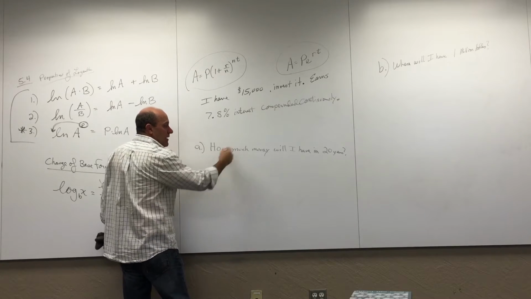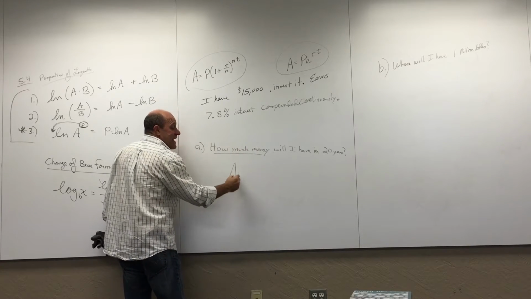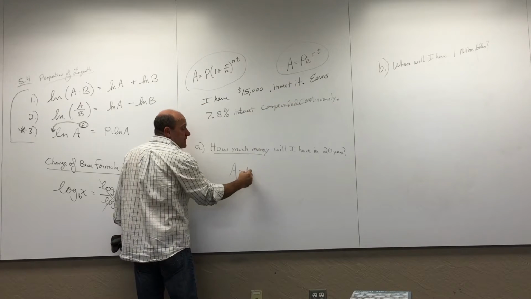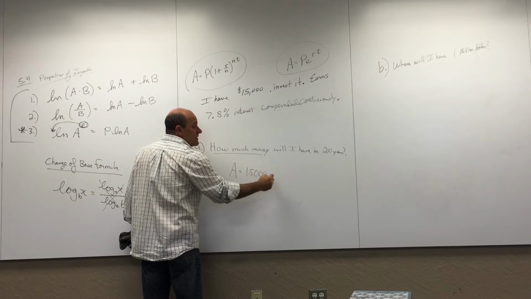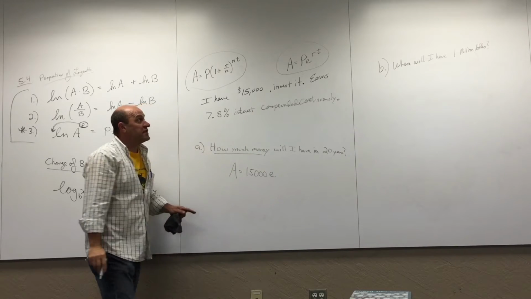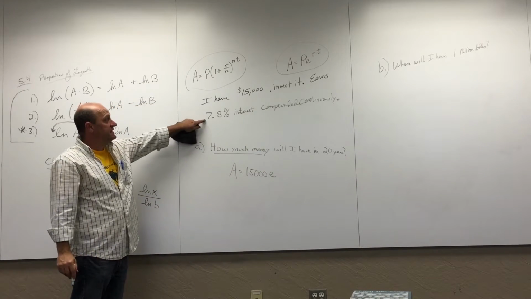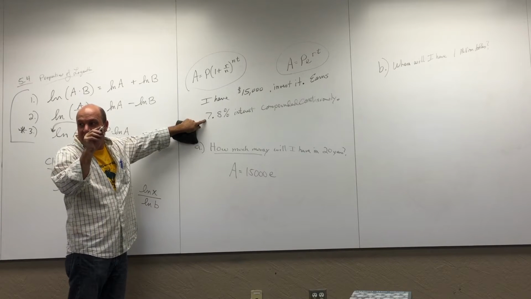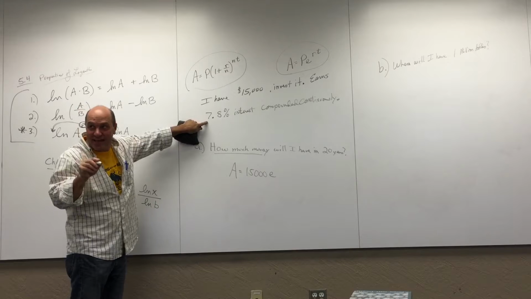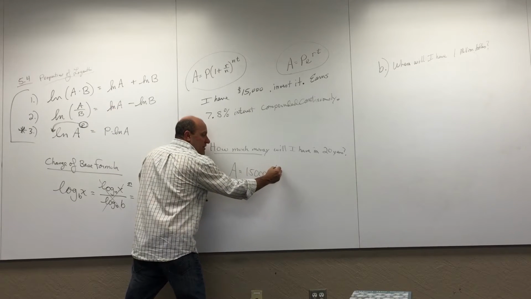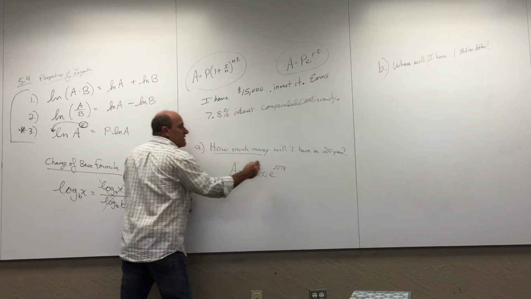I'm looking for how much money. That's the A. The P is the original amount of money. What's that? $15,000. E raised to the R. The R is the interest rate. What is this? There it is. But you write it as a decimal. It's a percent, and you write it as a decimal. So it's 0.078. Right?